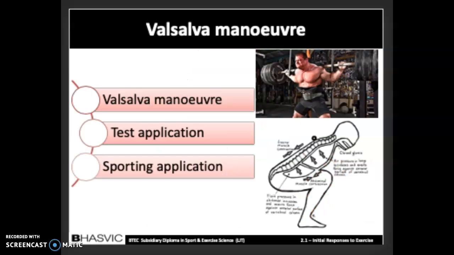The Valsalva maneuver is a breathing technique which traps air and pressure in the thoracic cavity and the abdominals. The maneuver is exhaling forcefully against a closed airway. You inhale and brace down, keeping the core tight, and then release and exhale air in small quantities against a closed airway. The closed airway is the glottis.